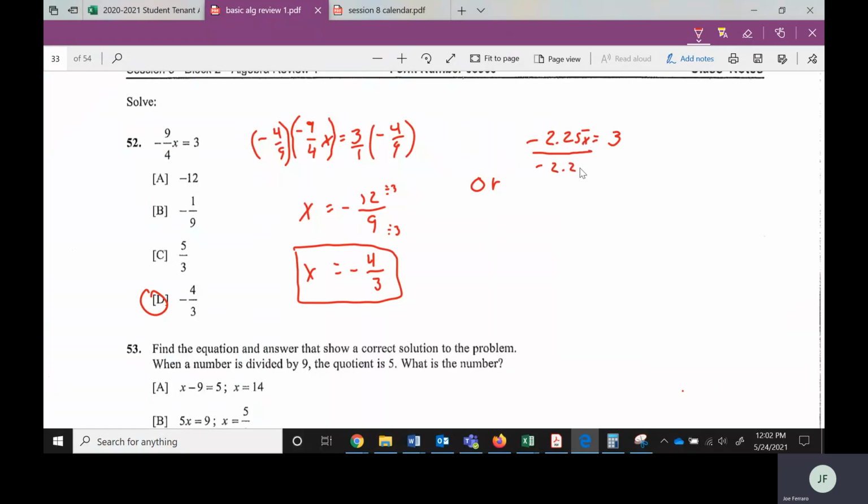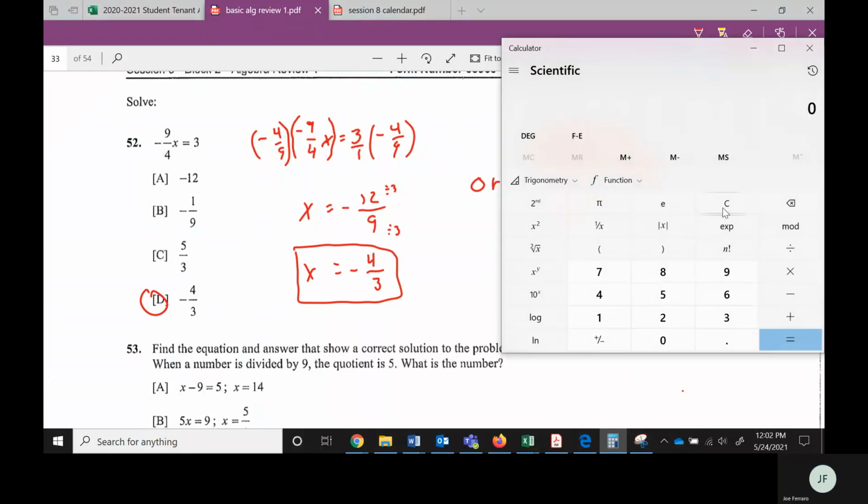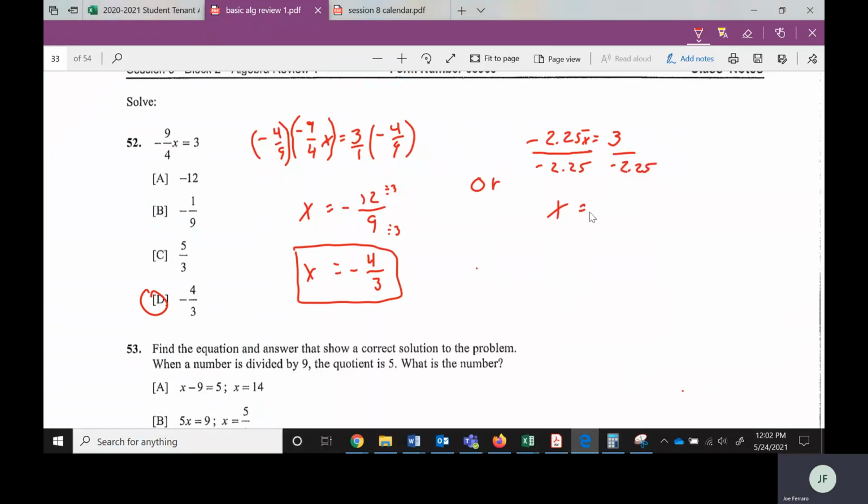So we want to do the opposite and divide each side by negative 2.25. This side they cancel out. The other side, we got to do 3 divided by negative 2.25. So 3 divided by 2.25. And I just know that the answer will be negative. So I get 1.3333. And since one of them was negative, the answer is going to be negative 1.3 repeating.